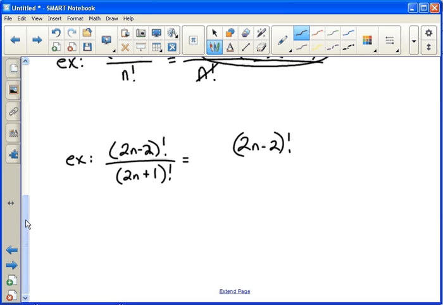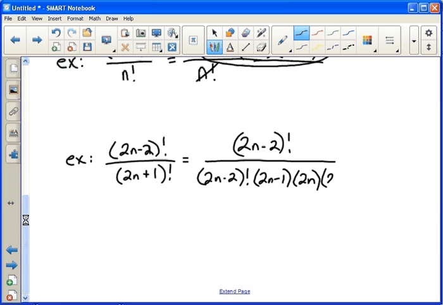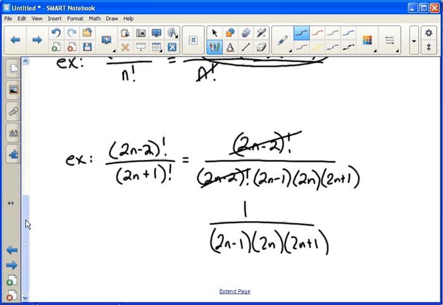Now on the bottom, I start with 2n minus 2. You always start with the smaller one, because that represents all the numbers, 1 up through that number, 2n minus 2. And then I go up 1. Okay, if I add 1 to that, it's 2n minus 1. Add 1 to that, it's 2n. Add 1 to that, it's 2n plus 1. I can cross out the 2n minus 2 factorials, and I get 1 over 2n minus 1 times 2n times 2n plus 1. And that's my answer. So that's how you reduce factorials.